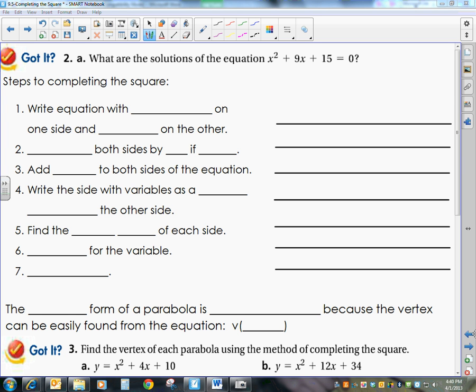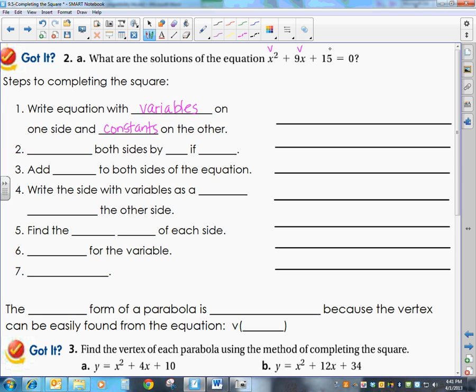Okay, our first problem to solve would be x squared plus 9x plus 15 equal to 0. Now, we have 7 steps that we're going to follow every time we do this. First, we're going to write an equation, making sure that our variables are on one side and our constants are on the other. So we have to separate them. And if you remember, anything with a letter in it is a variable, and anything that is not is a constant. That doesn't have a letter is a constant. So we would subtract 15 from both sides here and get what we're going to write here, which is x squared plus 9x equals negative 15.